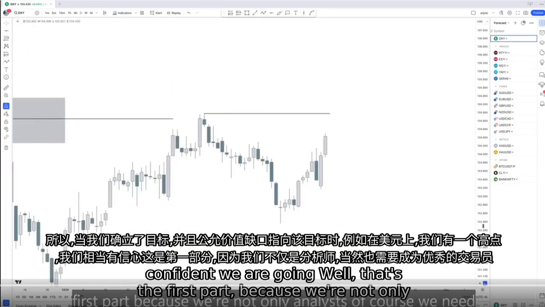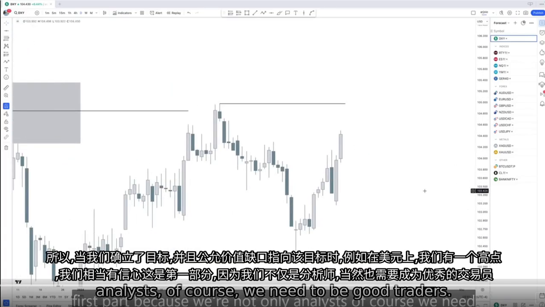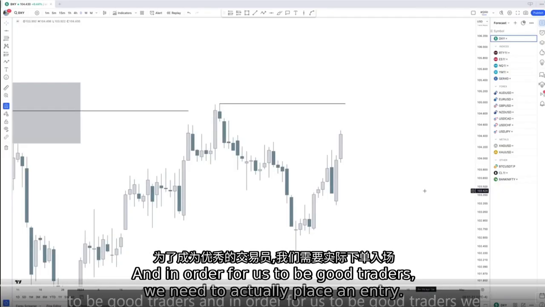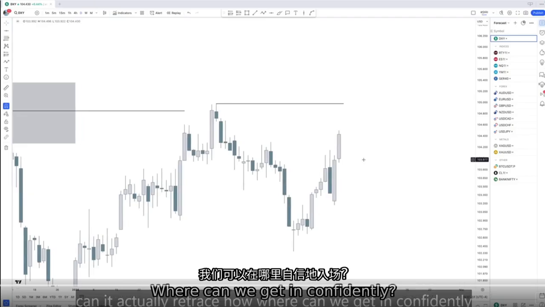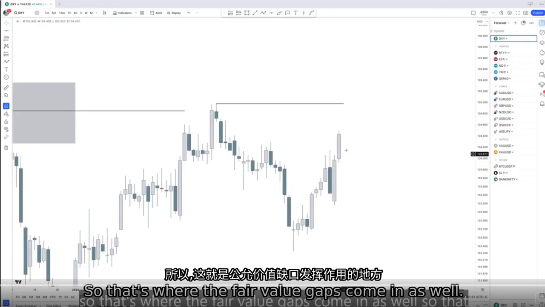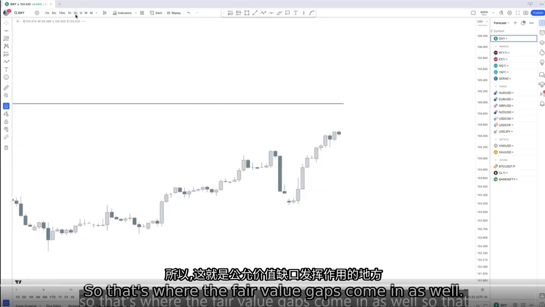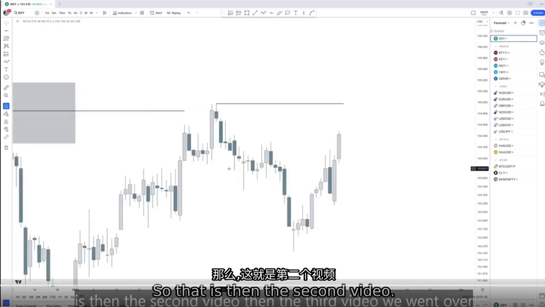Well, that's the first part, because we're not only analysts, of course, we need to be good traders. And in order for us to be good traders, we need to actually place an entry. So we need to know how far it can actually retrace, where we can get in confidently. So that's where the fair value gaps come in as well. So that is then the second video.